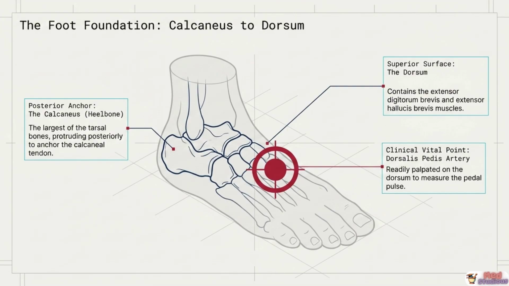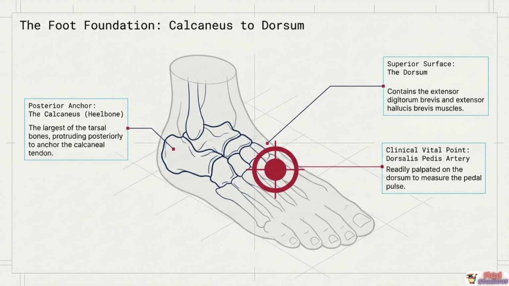It is readily palpable as the hard, bony posterior projection of the foot, and it absorbs the initial impact force during heel strike walking, up to 3 times body weight. Calcaneal fractures are the most common tarsal bone fractures, typically caused by a fall from height landing on the feet.